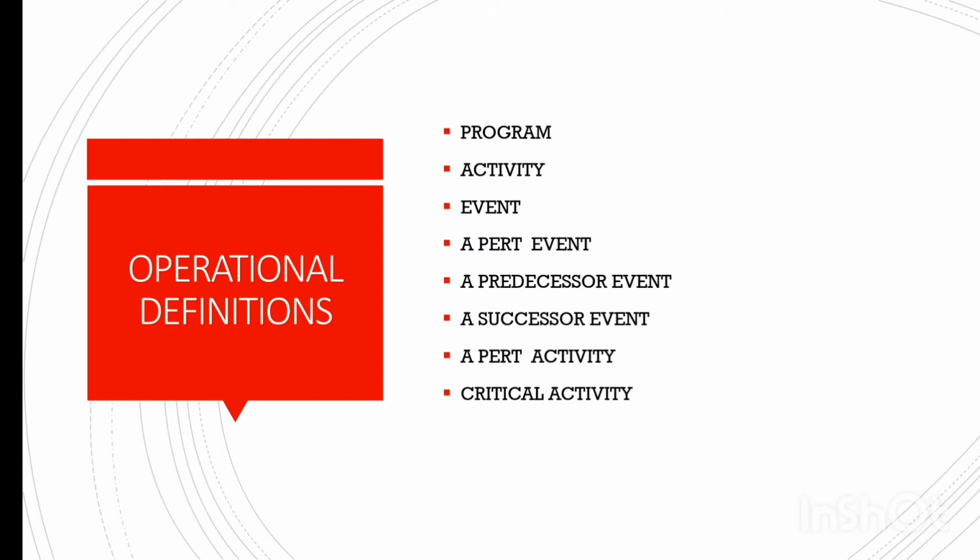Then a PERT event means a PERT event represents the beginning or completion of a task or more tasks. PERT event means beginning or completion of a task. Then a predecessor event. Predecessor event means an event that comes immediately before another event.